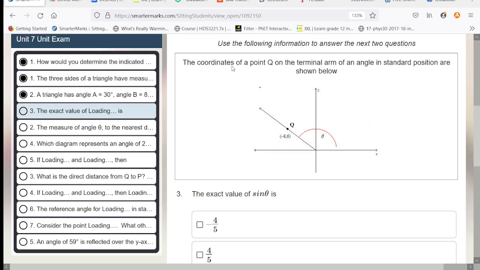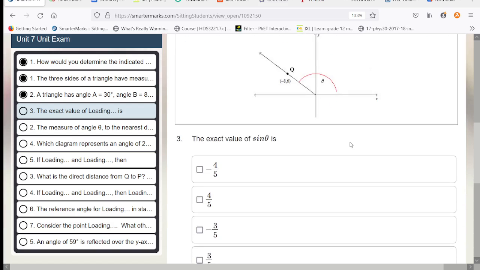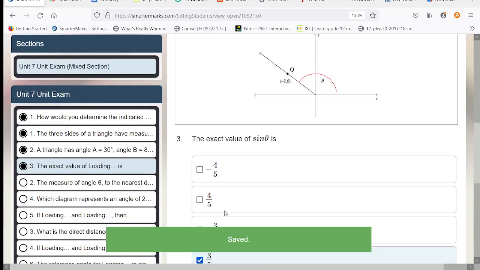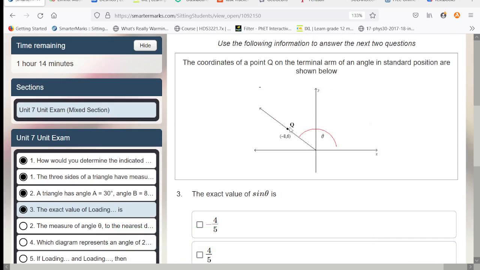Right. So the coordinates of a point Q on the terminal arm of an angle in standard position are shown below. The exact value of sine theta is. So here we have x, which is cosine, is negative 8. The y is sine times the hypotenuse, and y is 6. So sine times the hypotenuse equals 6, so the sine theta is 6 over the value of the hypotenuse. It has to be positive, so we're actually going to end up with that 3 over 5. Our hypotenuse here would be 10. 6 squared plus 8 squared.